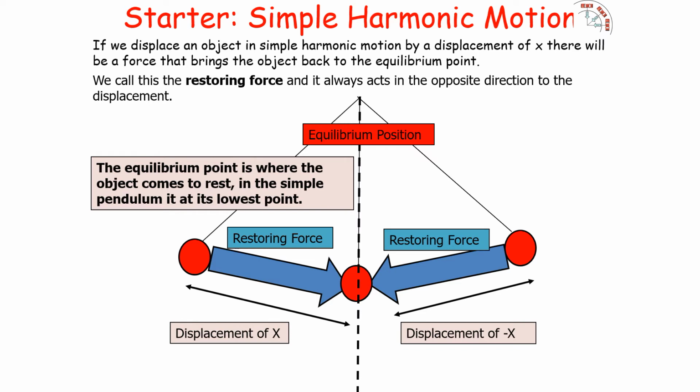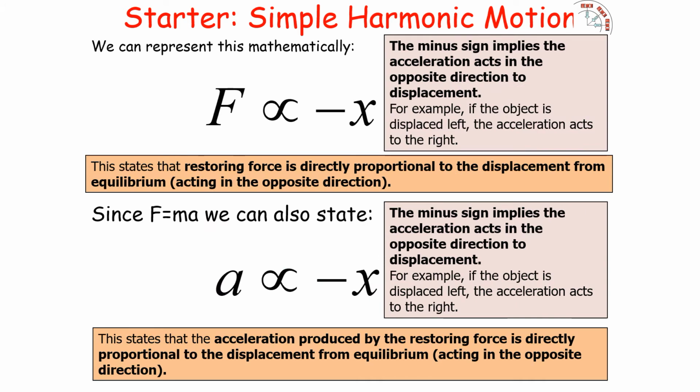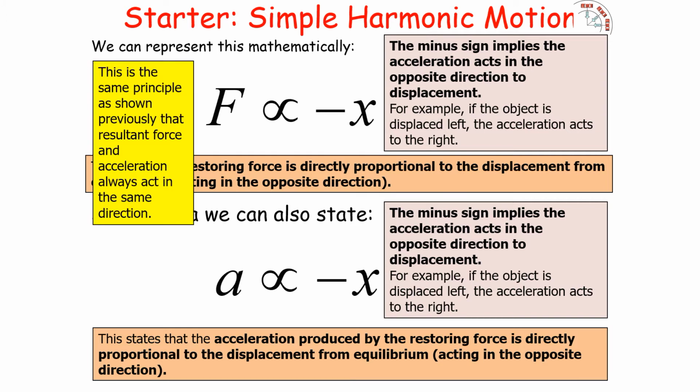The equilibrium point is where the object comes to rest, in the simple pendulum at its lowest point. So we can represent this mathematically. We can say that F is directly proportional to minus x, or a is directly proportional to minus x. The minus sign tells us that the acceleration is acting in the opposite direction to the displacement. So both of these tell us that the acceleration and the restoring force are directly proportional to the displacement from equilibrium in the opposite direction, which is the same principle as shown previously, that the resultant force and the acceleration always act in the same direction.